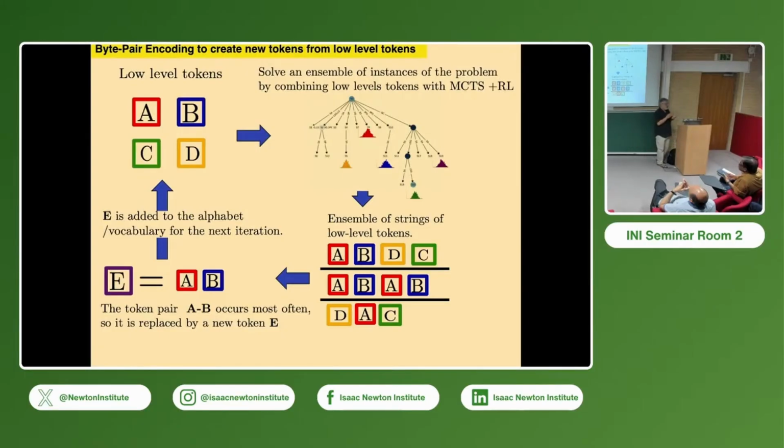So these two things, MCTS plus RL plus byte pair encoding, which is something that typically you use in language models. But again, here we don't have data. We teach ourselves to speak algorithms.